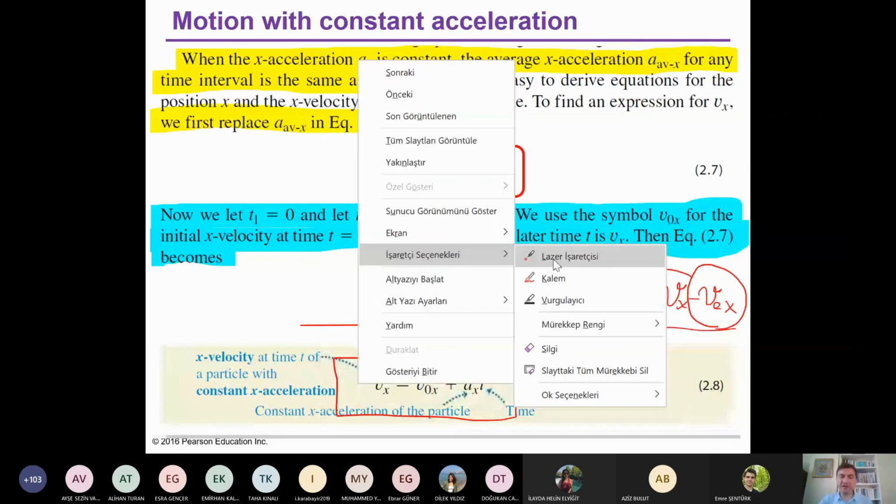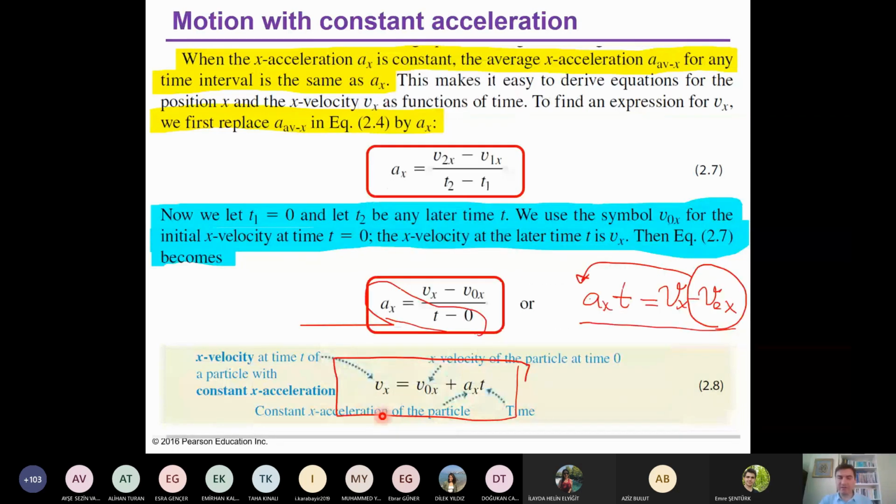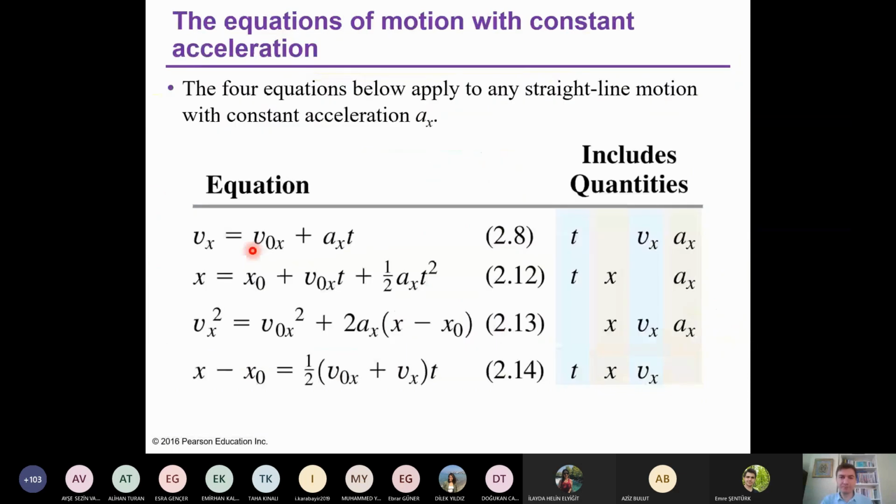This is the final velocity vx, velocity along the x-axis, and which is equal to the initial velocity of the particle when the time is 0 plus the acceleration of the particle times time. So this is equation 2.8 here, okay? Never forget this one. Now let me continue with the second equation.